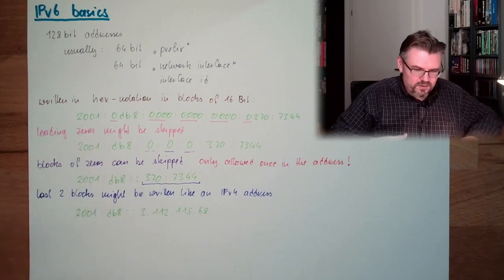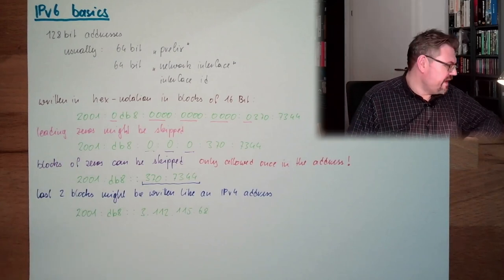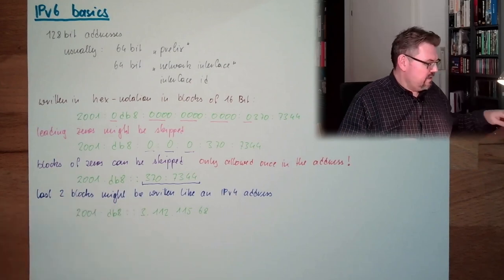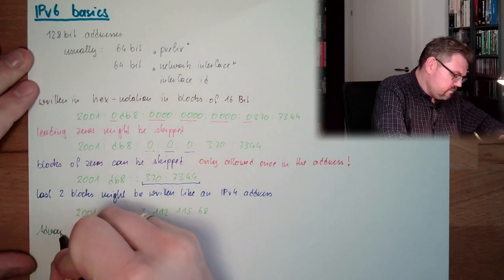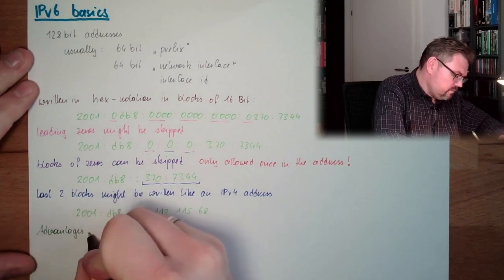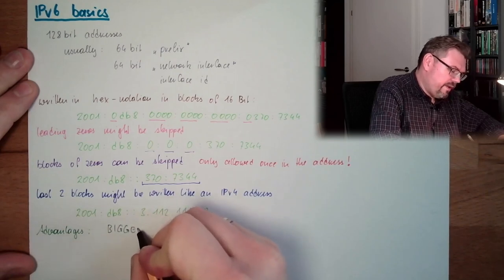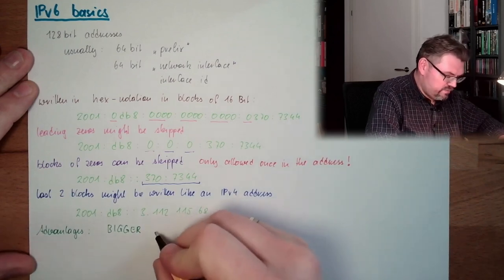So this is written with the slash and the bit numbers again. So what are the advantages now? The address space: I write it bigger because it's hugely bigger.